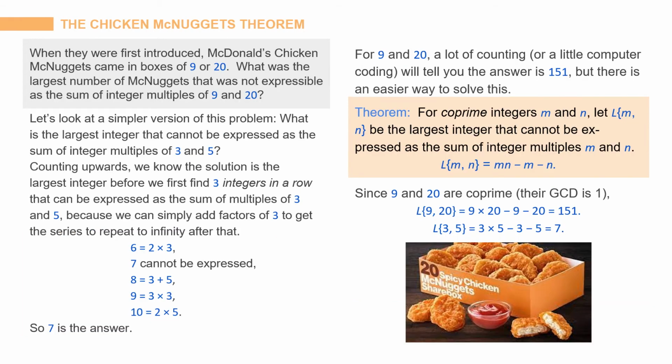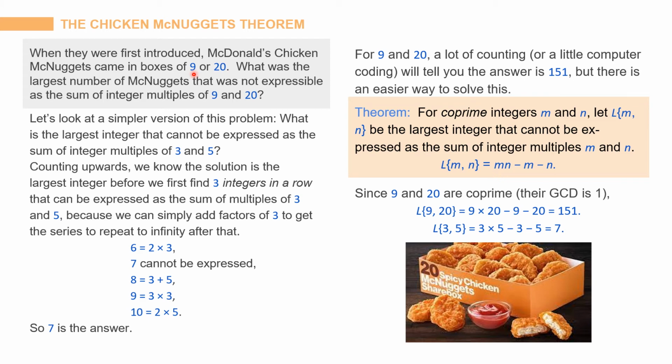Okay, now we're going to learn about the Chicken McNuggets theorem. Now, the mathematician who proved this did not call it the Chicken McNuggets theorem. Middle school math contests often call it this because middle school students typically like Chicken McNuggets, and when they first were introduced, they came in boxes of 9 and 20, which was a great example of this theorem.